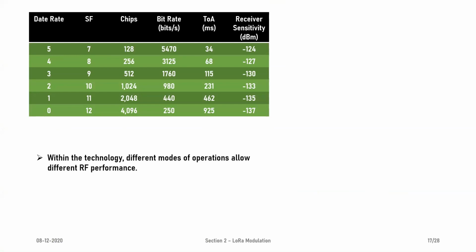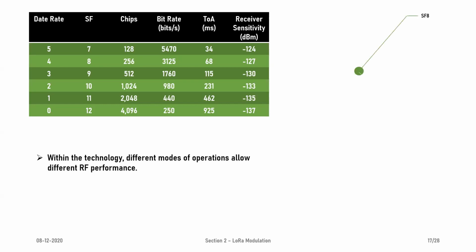But at a lower data rate, you're seeing an impressively low receiver sensitivity because the receiver has an easy time to comprehend each of the symbols separately. But the key point that you would want to note here is that within the technology, there are different modes of operation that allow different RF performance. That's the point that you would want to clearly note.